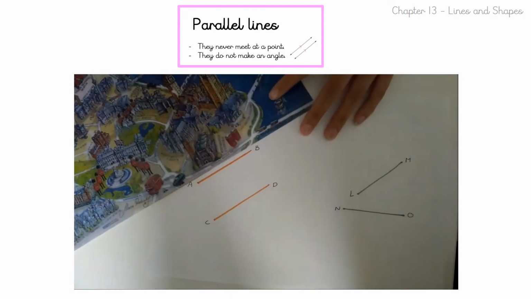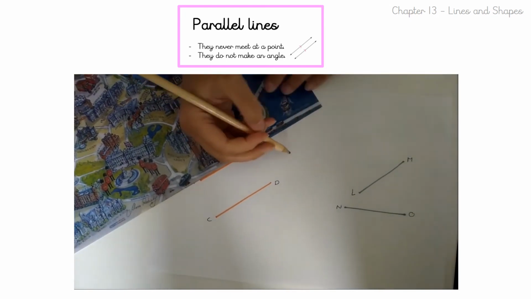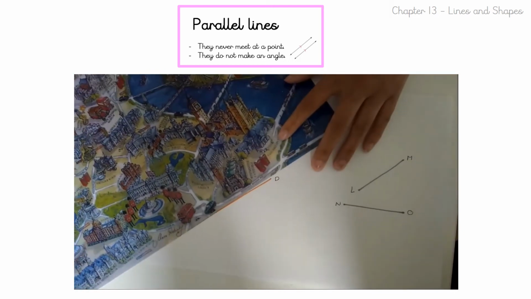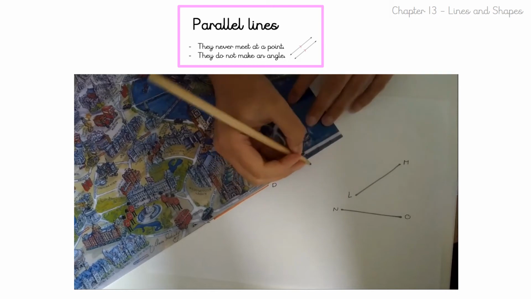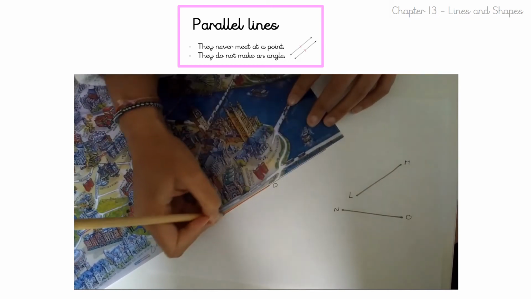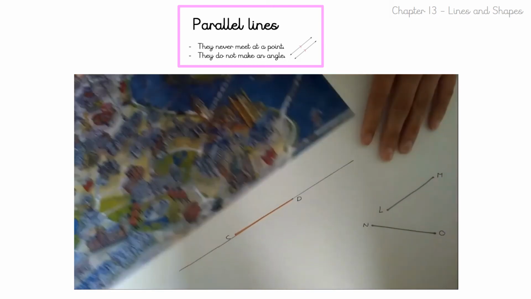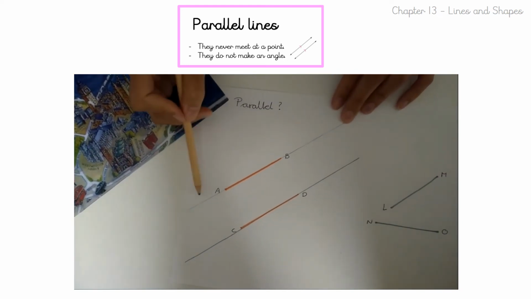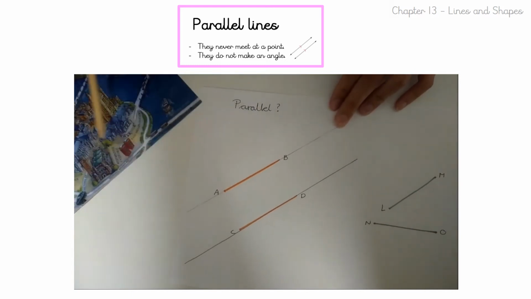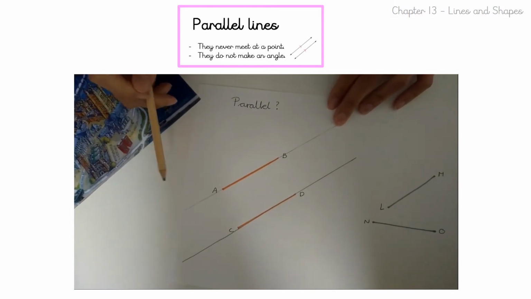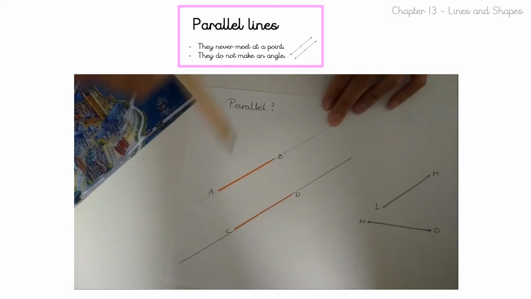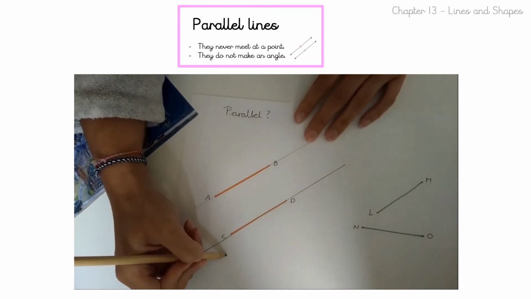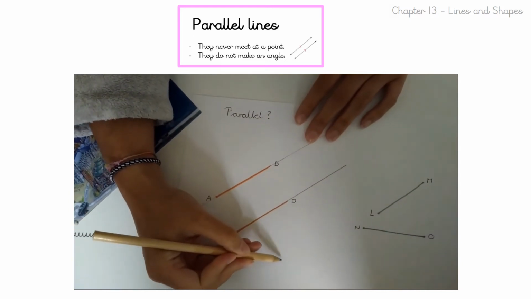So grab a ruler and with a pencil extend your lines to see if they will touch at a point. So I got a ruler. Do you think A, B and C, D will touch at a point? Fantastic, well done. So they will not touch at a point, they will not make an angle, so we could write that AB is parallel to CD.